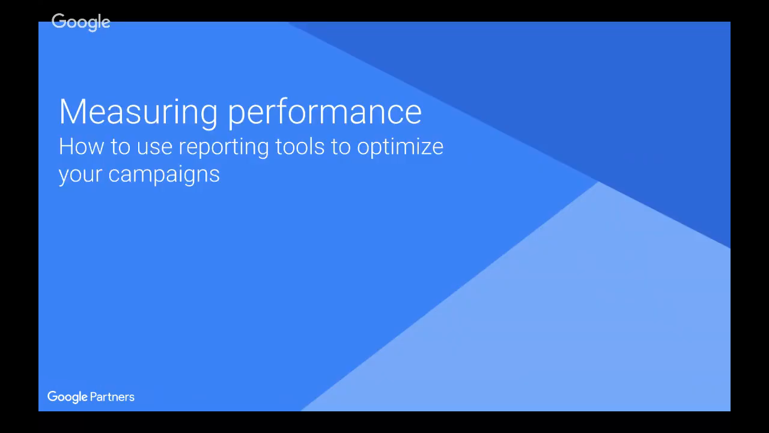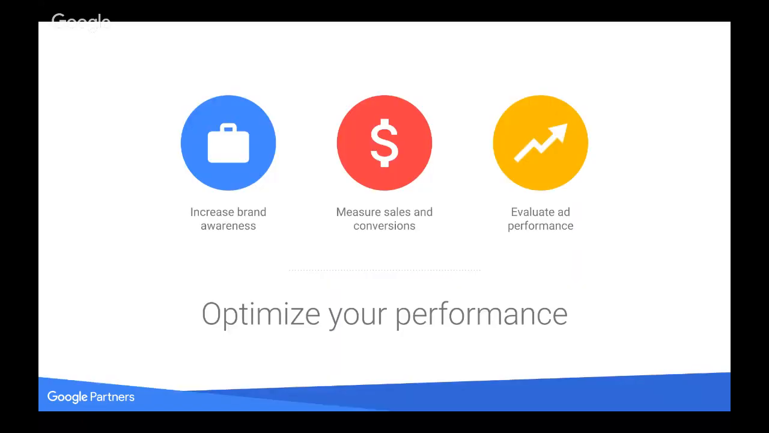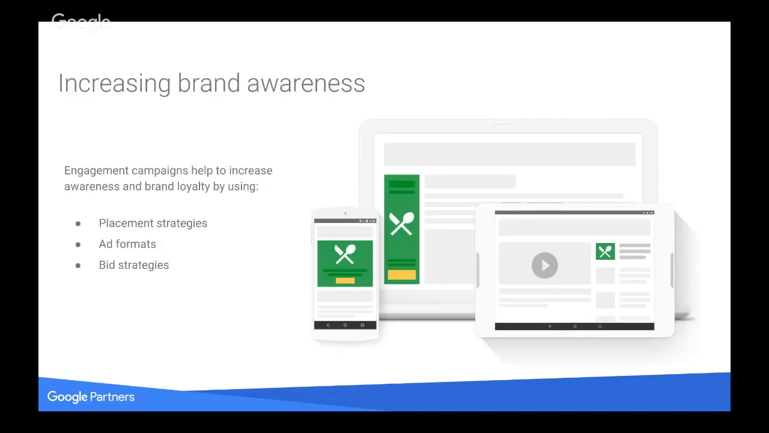All right. Now we come to the last section, which is how do you measure performance? How do you know that the display network is doing its job for you? So your optimization of performance could involve a lot of criteria, right? You could want to increase brand awareness, you could want to measure sales and conversions, or you might want to evaluate your ad performance. And we'll cover all of these scenarios for you.